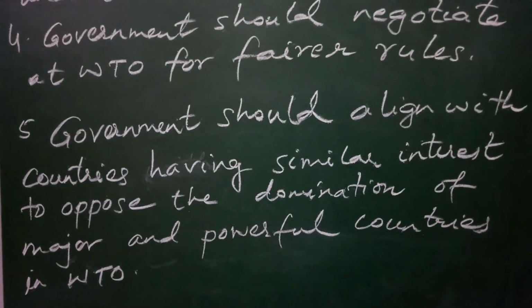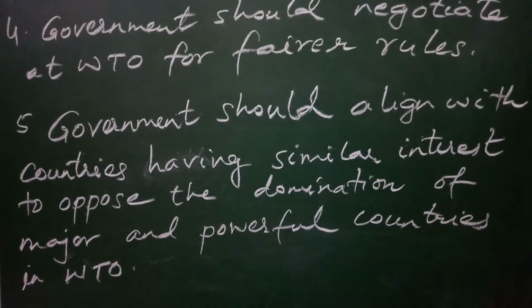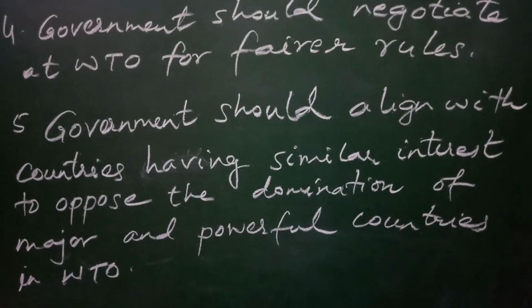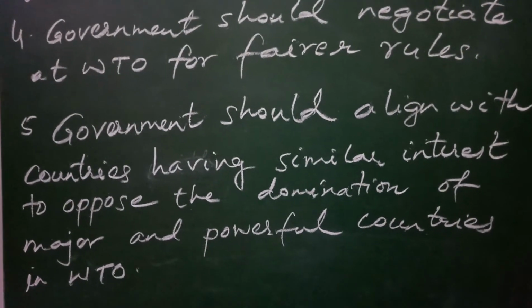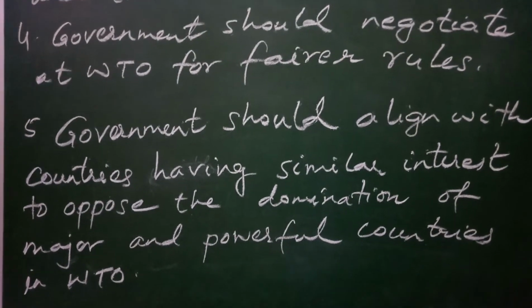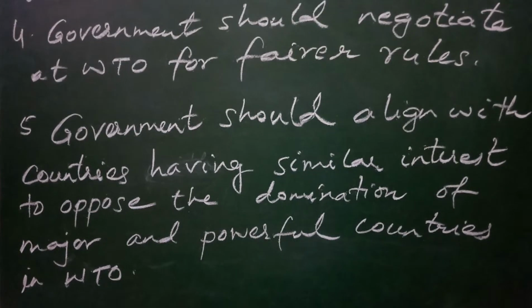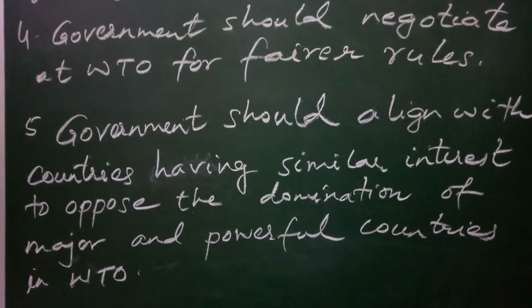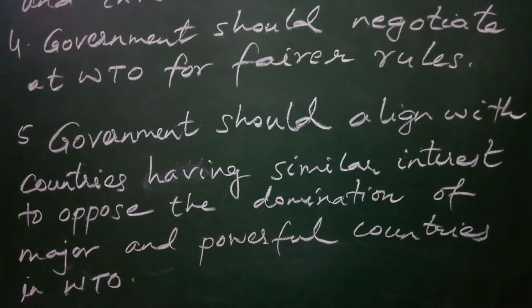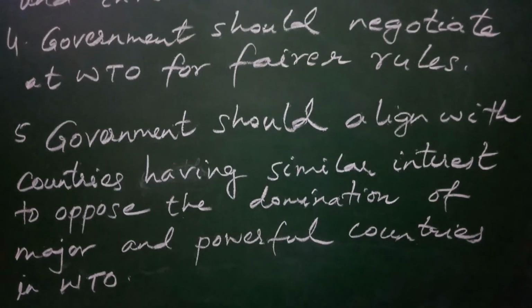The major and powerful countries are the developed countries like USA, China, Germany, France. Those developed countries have not relaxed the barriers on trade. Therefore, the various countries of the world which have the same type of interest can oppose this. They can oppose the domination of the major and powerful countries in WTO.